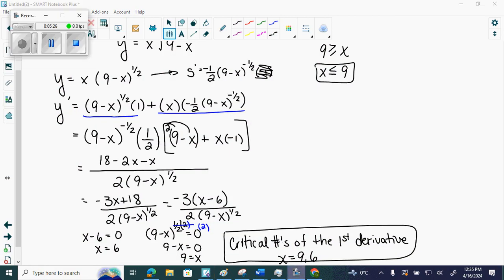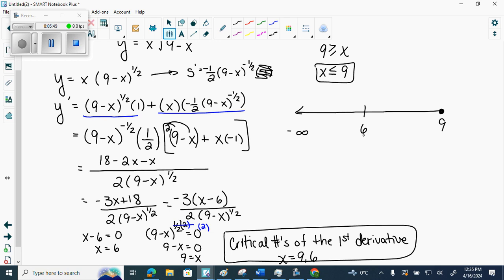All right. So it's less than or equal to 9. So we have 9, closed dot, negative infinity, and then in the middle we have a 6. Then we have to run test points. You agree? Okay.